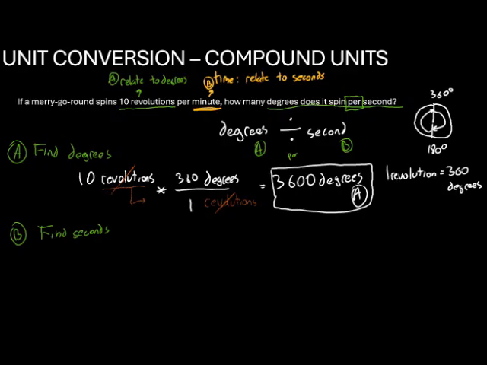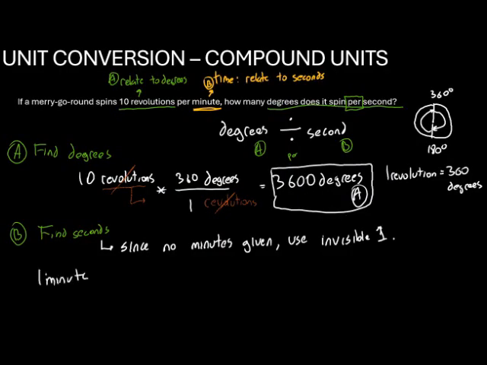Now we'll find our number of seconds. We're going to base our seconds on the number of minutes we have. Notice that there is no number next to minutes. If a problem ever fails to give you a number next to any of your units, we'll let that number be the invisible 1. We'll write 1 minute, and then we'll multiply that by a fraction.